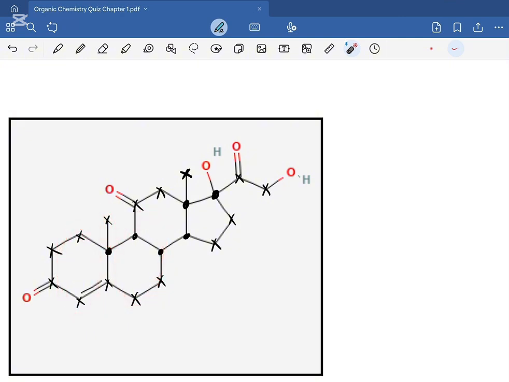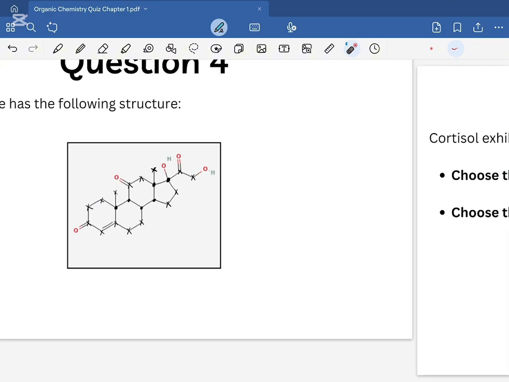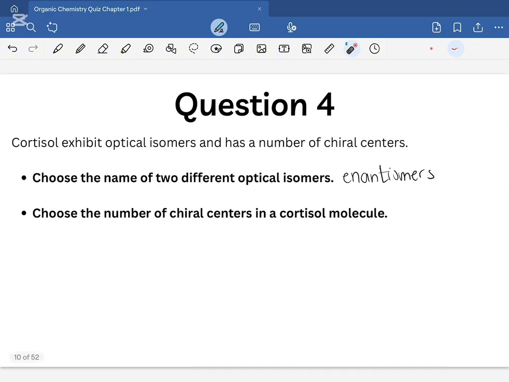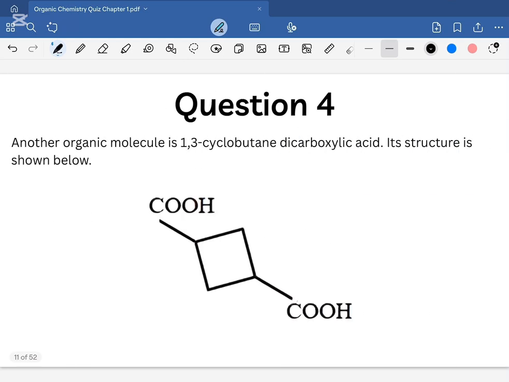So let me now count the number of chiral centers that I got. So I have 1, 2, 3, 4, 5, 6. So I have 6 chiral centers in the cortisol structure. So we have 6 chiral centers.